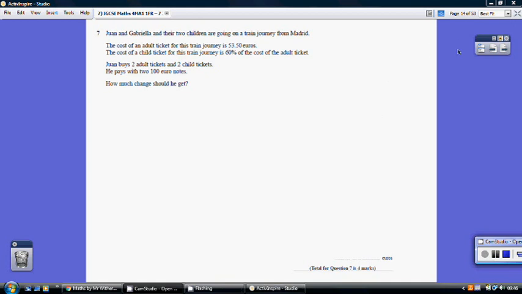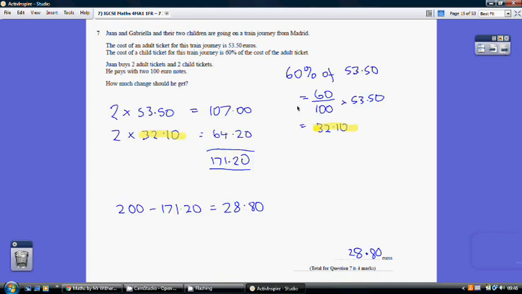Question 7. So we've got 2 adults going on the journey, so 2 lots of 53.5 is 107, and then we've got to work out the price of the children's tickets. Now we're told the cost of a children's ticket is 60% of the cost of the adult ticket. So given it's a calculator paper, it's good if you can work out 60% of £53.50 other than going down the route of a 10% and 6 of those.